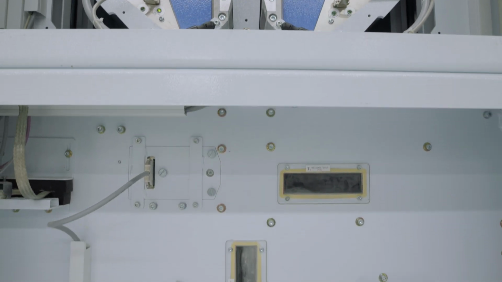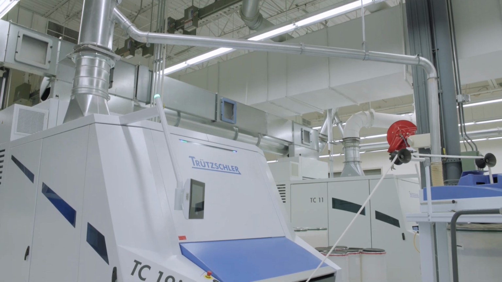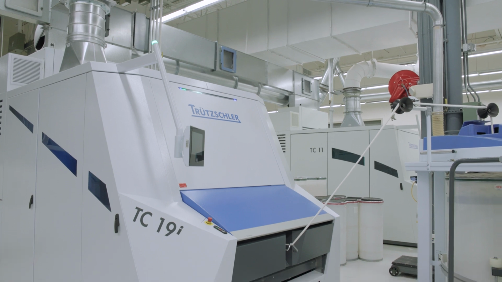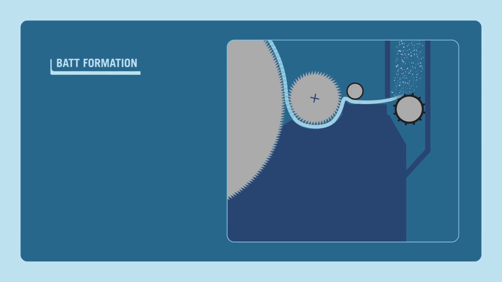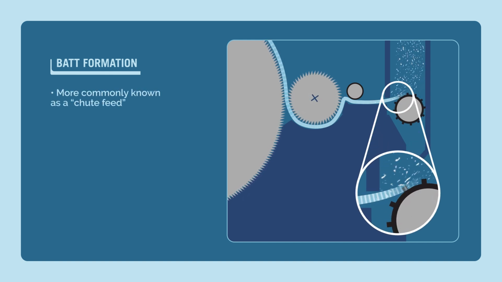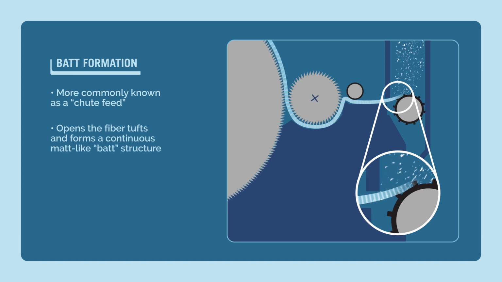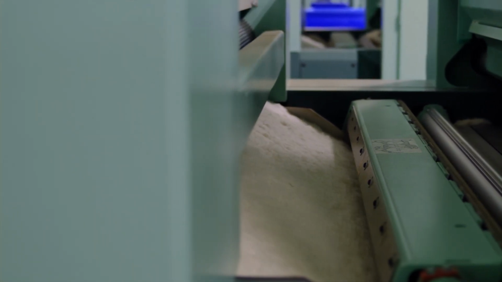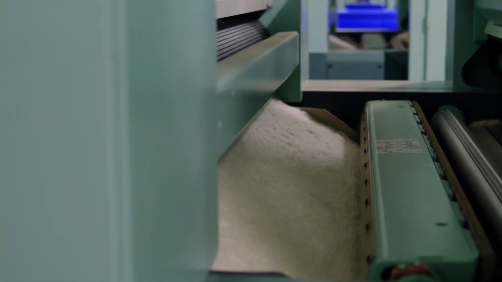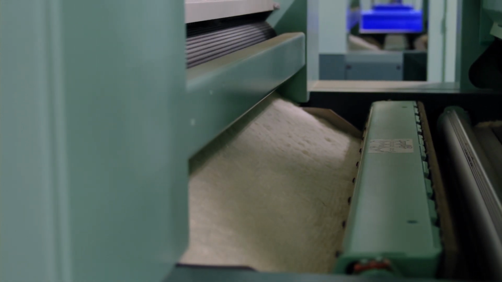After opening and cleaning, the fiber is transported to the carding line. Before the fiber gets to the carding machine, it must be prepared for that process by going through bat formation. The bat former is more commonly known as a chute feed. The chute feed further opens the fiber tufts and forms a continuous mat-like bat structure. This operation ensures that the carding process will receive a consistent weight of material in order that the output of the card will be as consistent and level as possible.